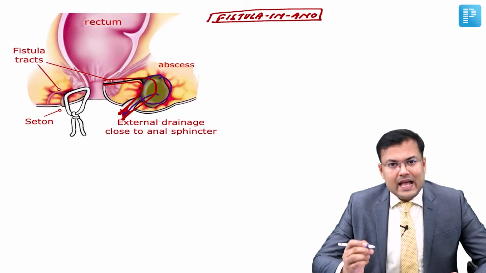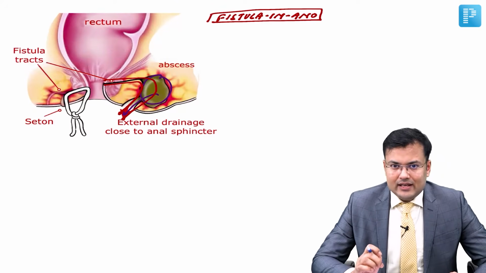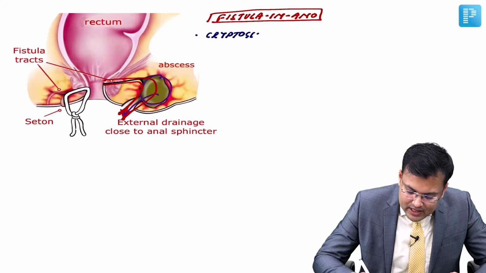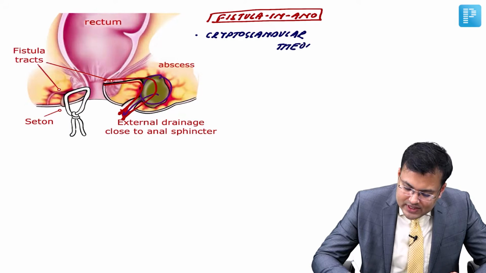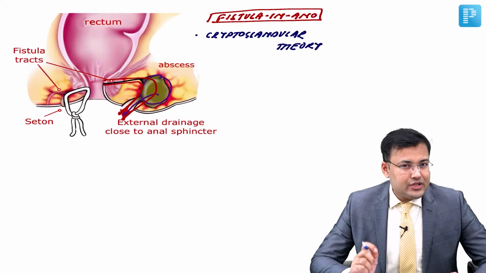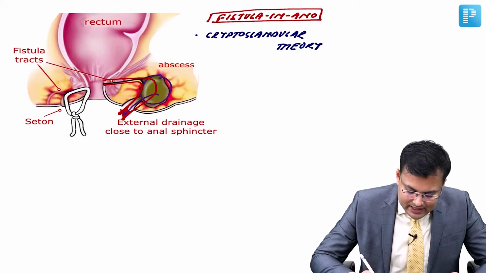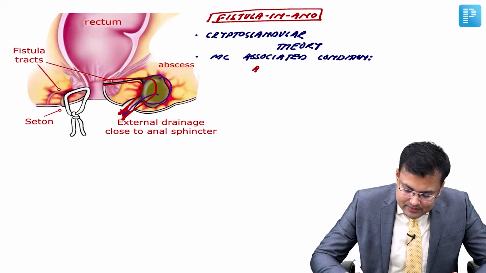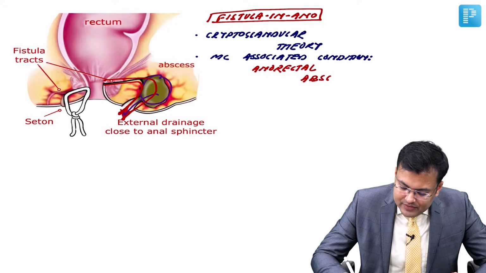Okay, so in this case there is abnormal tract between anorectum and perineal skin. We discussed which theory is responsible for formation of fistula-in-ano, and this is cryptoglandular theory. We discussed what is the most commonly associated condition with fistula-in-ano, and that is anorectal abscess. These are basics. This is the most commonly associated condition.